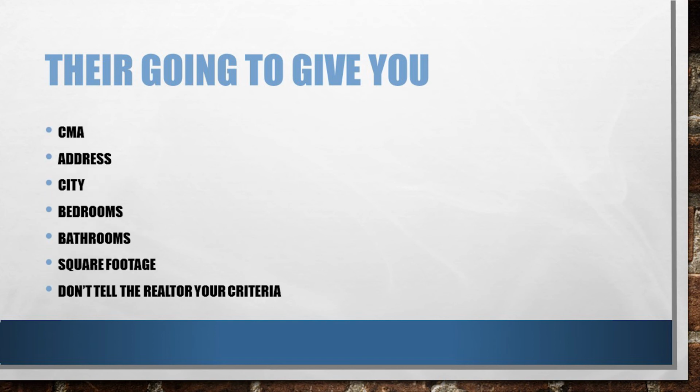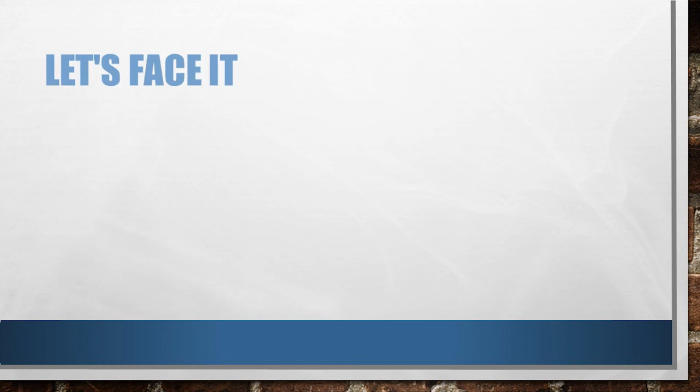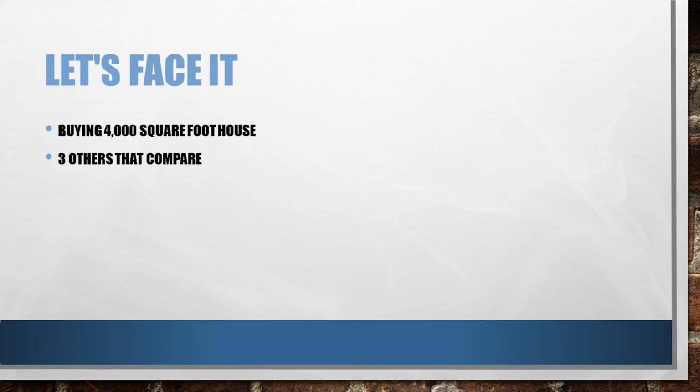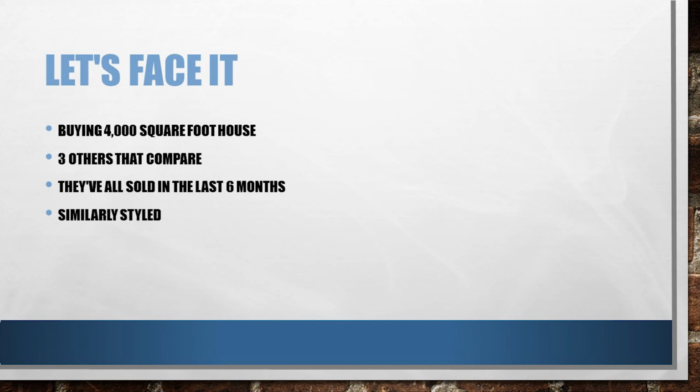Don't tell the realtor, agent, or broker your criteria, like don't give me anything within 200 feet or above 200 feet up and down, and don't give me anything here and don't give me anything there. I want you to have a good perspective of the marketplace, because let's face it, if you're buying a 4,000 square foot house and there were 3 other ones that compare to it, a 3,800 square footer, a 3,900 square footer, and a 4,100 square footer, and they've all sold in the last 6 months, and they're all similarly styled, but they're anomalies. 50 other ones are 2,000, 2,500 square feet. Those are the only large houses on the market.